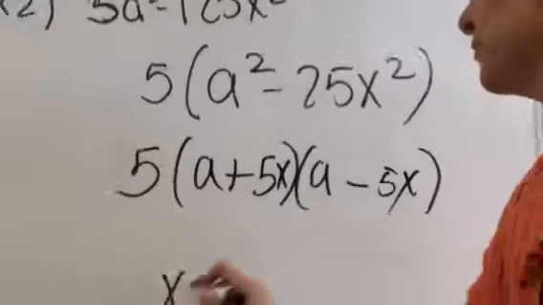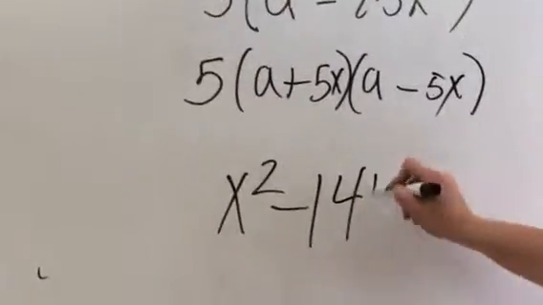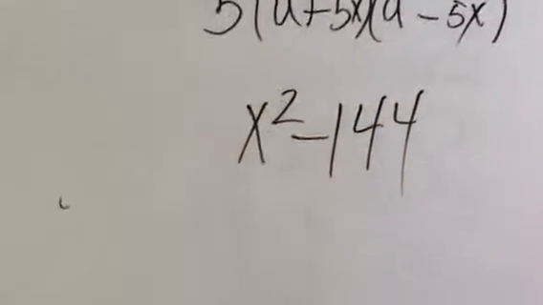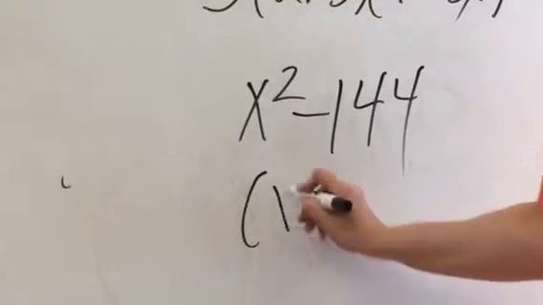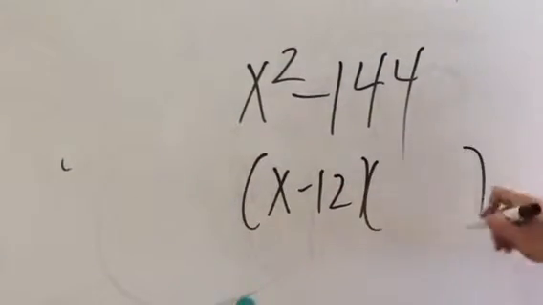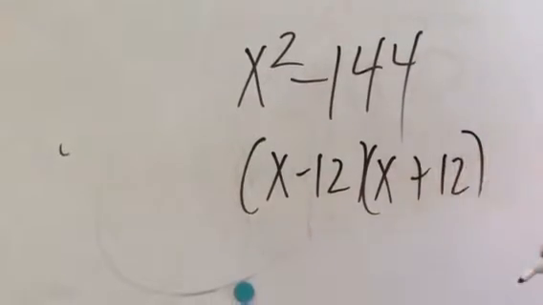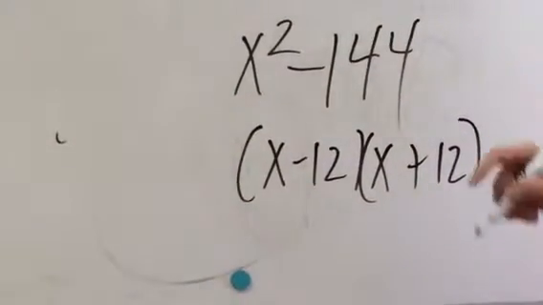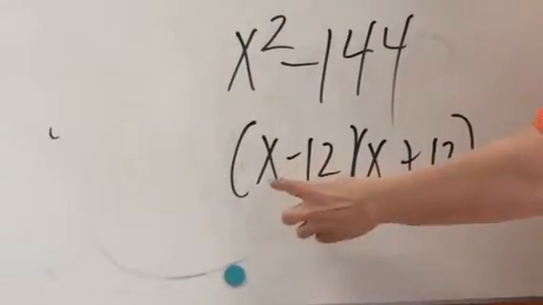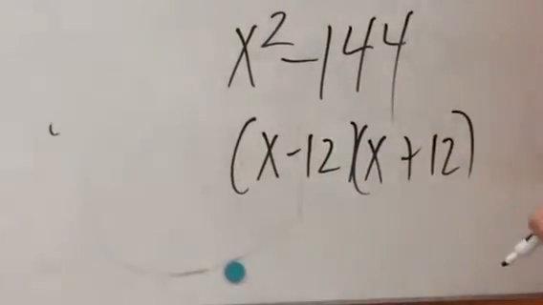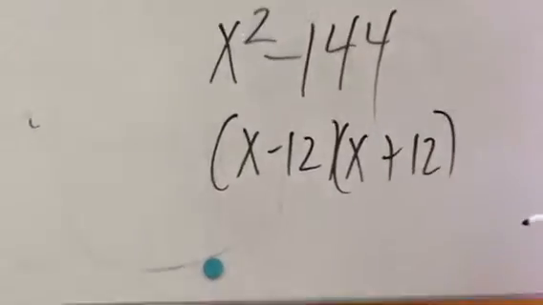Okay, let me show you one real quick. X squared minus 144, what's the answer? X minus 12. And? X plus 12. Okay? You write two sets of parentheses, you put a minus and a plus, and then you write x minus 12, x plus 12. This is a pretty easy section.